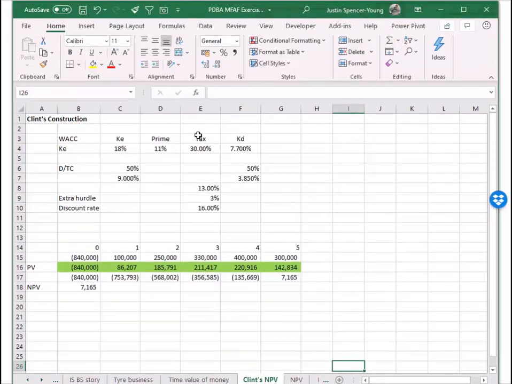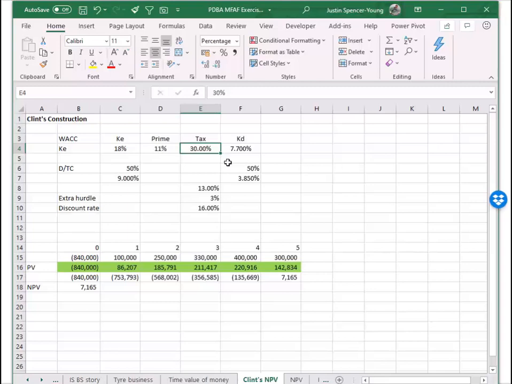So I'm going to start off with calculating the cost of capital for this business, because I need to know the WACC or the discount rate to use in order to discount the future cash flows. And those future cash flows have been given to us in the case. So let's start off here. KE is my terminology for cost of equity, and that is 18%, which was given to us in the case. They told us that Clint's Construction is able to borrow at 11%, so I've called that my prime lending rate, and we were advised that the tax rate is 30%.